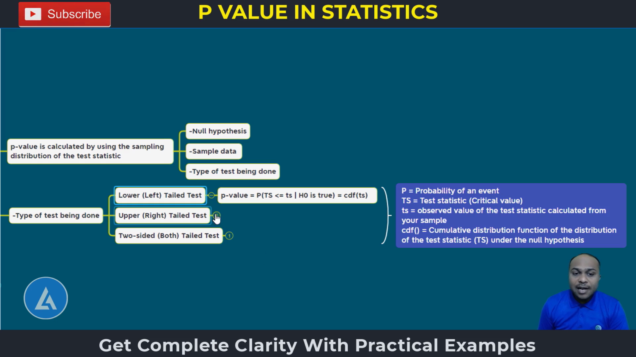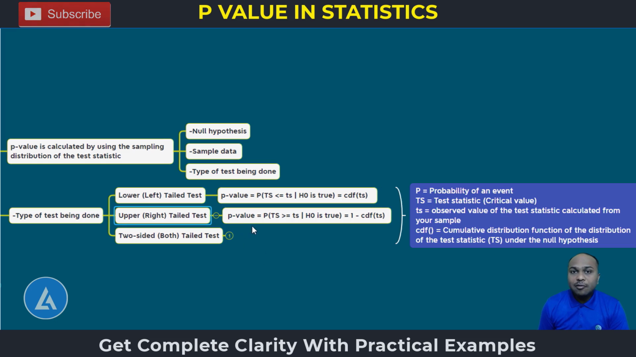For the upper tail test, the p-value can be calculated as the probability of the test statistic or critical value being greater than or equal to the test statistic calculated from the data when the null hypothesis is true. This is calculated as 1 minus the cumulative distribution function of the test statistic calculated from the data.